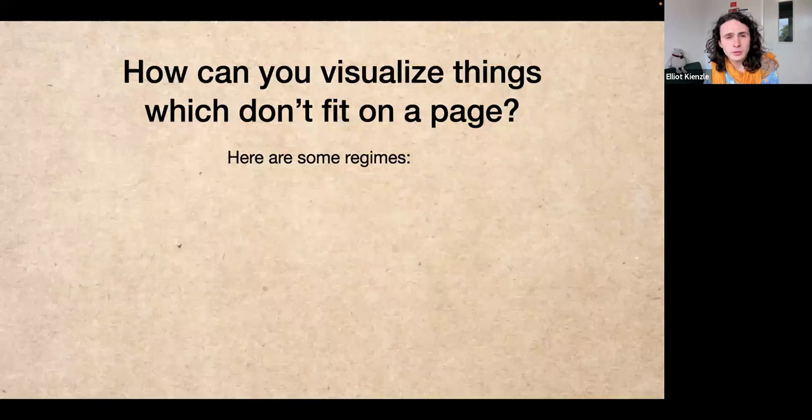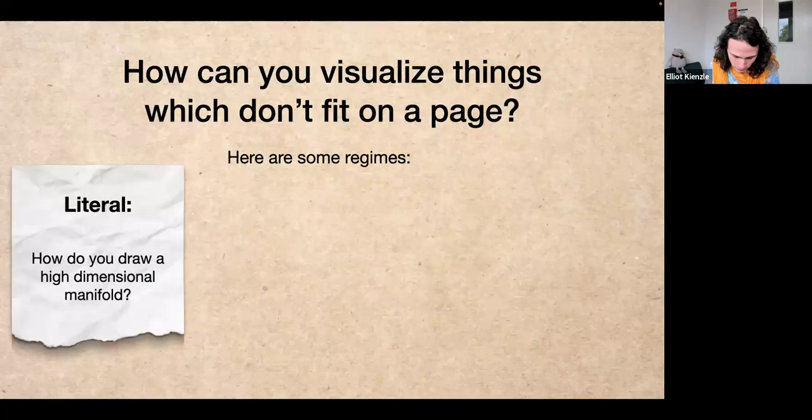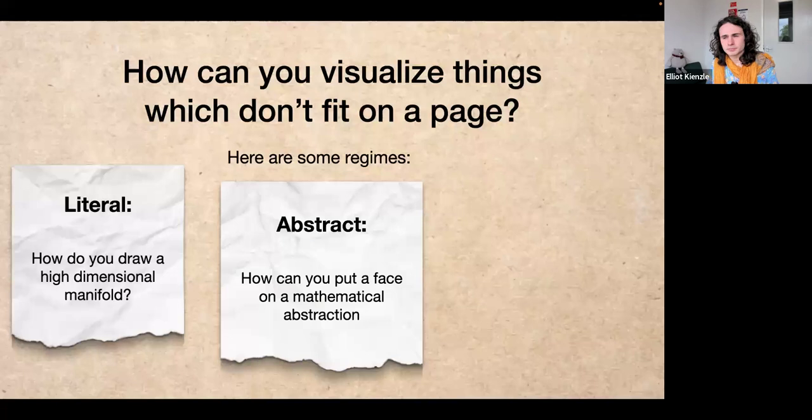Now, this is unanswerable, of course, but I'm going to break down a few regimes in which I can at least say what I've attempted to do. And the first one is a literal one, which is I'm a geometer. I like spaces. I like high-dimensional spaces, manifolds. How do I draw a high-dimensional manifold on a two-dimensional page? And then there's this more abstract question, which is I often need to represent a mathematical abstraction, need to make it so you can relate to it. How do you put a face on a mathematical abstraction?